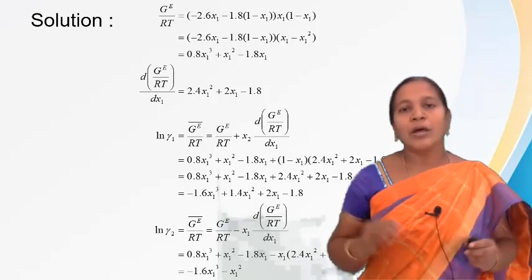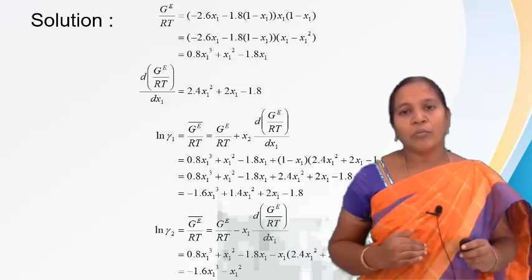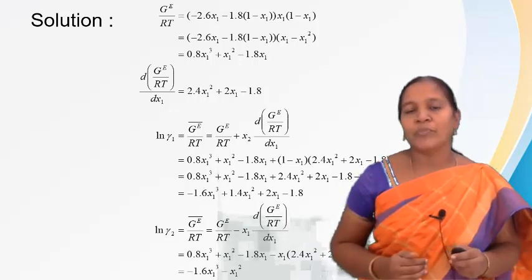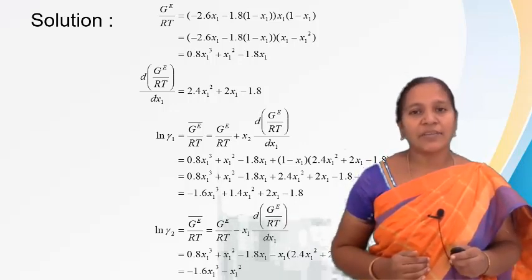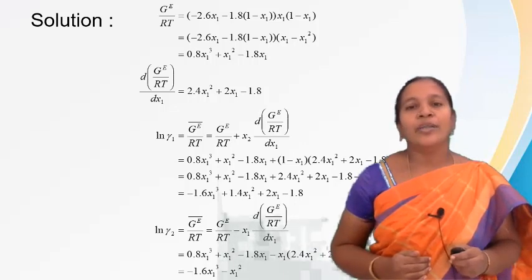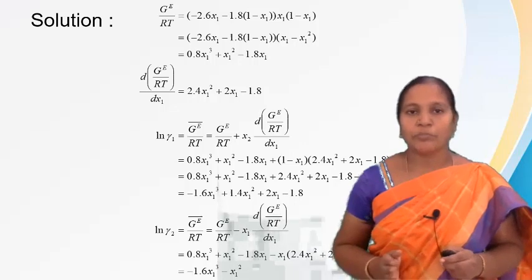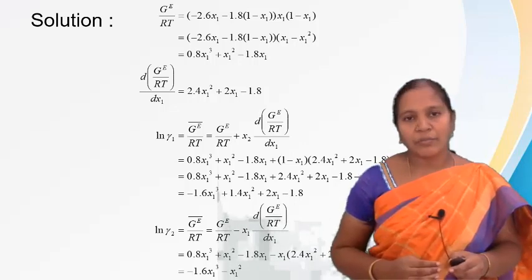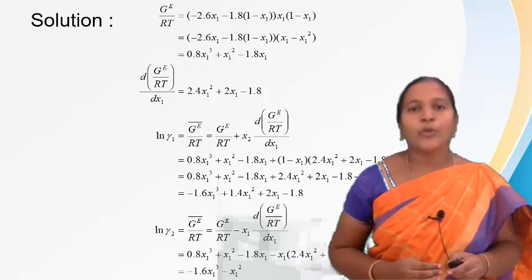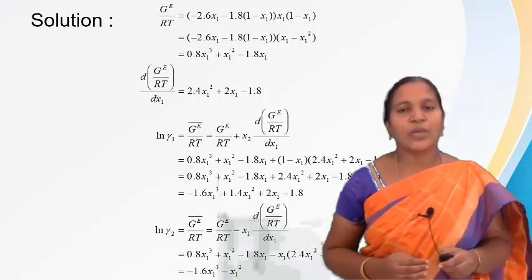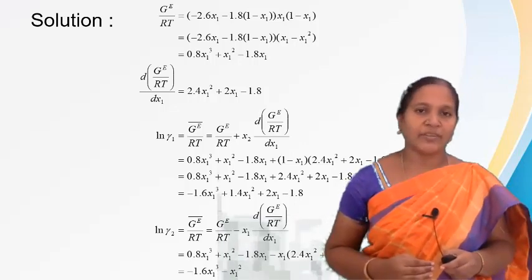This is also like a partial properties problem. That is, M1 bar is equal to M plus x2 dM by dx1 type problem. d of G^E/RT by dx1 is equal to 2.4 x1 squared plus 2 x1 minus 1.8.